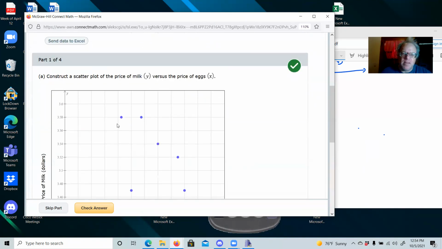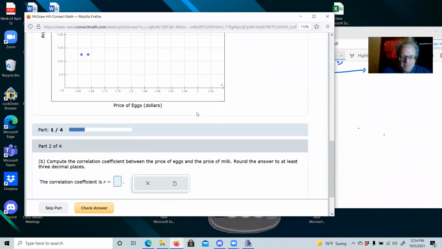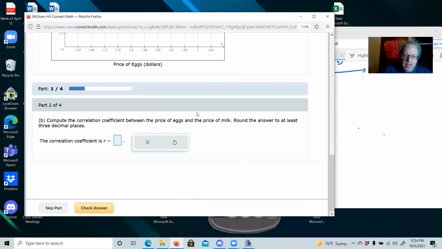That's great. That tells me less than nothing. I have no idea what that's trying to tell me. There's kind of a trend here. If we don't worry about these two points, there's kind of a trend.